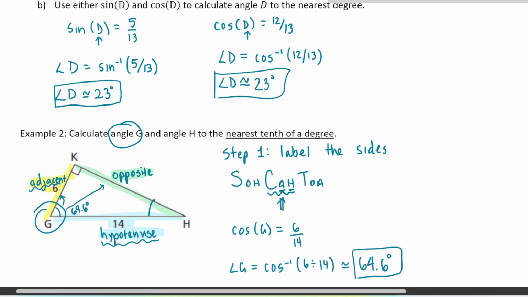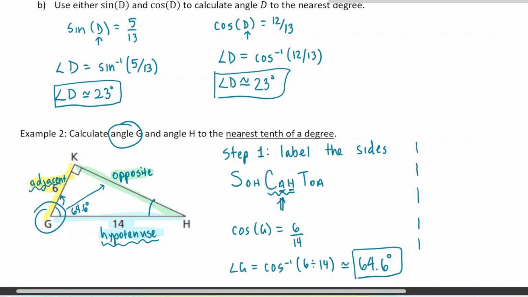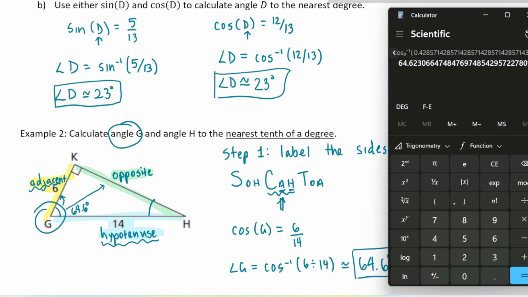Now for angle H, you can go through that whole process again and use all the trig ratios, but the easier method, I'm just going to do like a little dotted line here. Angle H, just subtract from 180. We know that the angles in a triangle all add up to 180, so it's much faster to just subtract what I already have. So I already know that one of the angles is 90 and one of the angles is 64.6. So the other angle must be, so 180 minus 90, which is 90, minus 64.6.